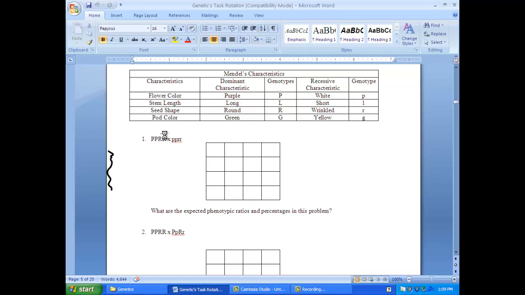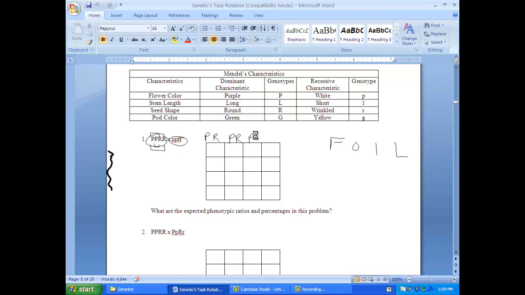So I'm giving you two of the genotypes. You then must use the FOIL method, which I had talked about. First, outer, inner, last. So we're going to cross the first P with the first R. So big P, big R. I'm going to put that right there. The O, outer P, outer R. So it's going to be big P, big R. What's the I? Inner P, inner R.